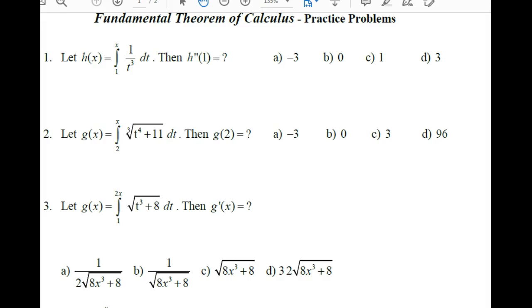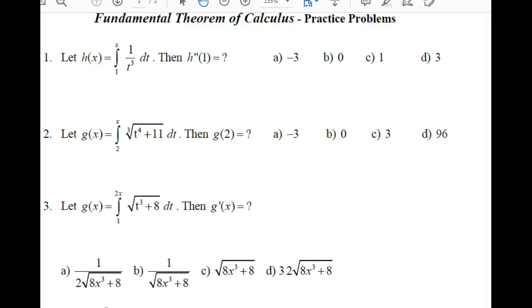Wait, I just missed that whole conversation there. So they don't ask you for g prime of 2, they ask you for g of 2. Well, they gave you g. So if I ask you for g of 2, you just plug 2 in. Oh, for the x there. I was wondering why I'm plugging in x. So then you get bounds of 2 to 2, which is 0. Oh, that makes sense. That's what Anna was saying. She doesn't like this because you have to think critically.